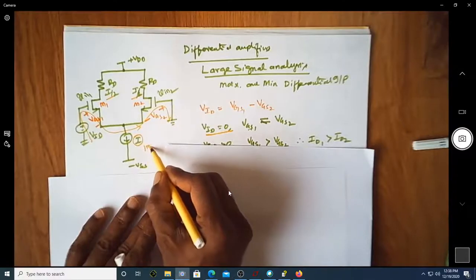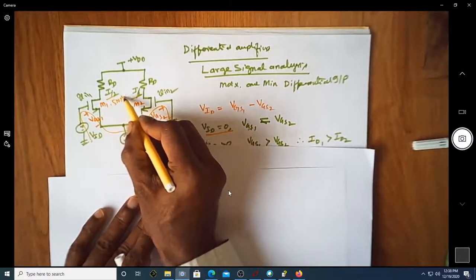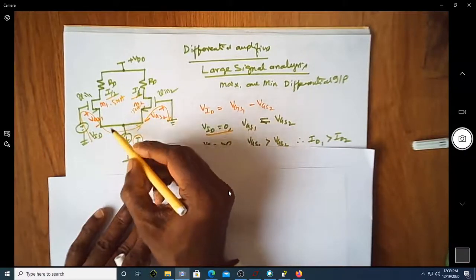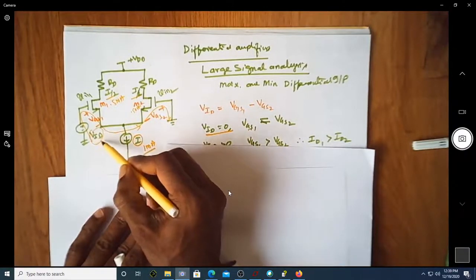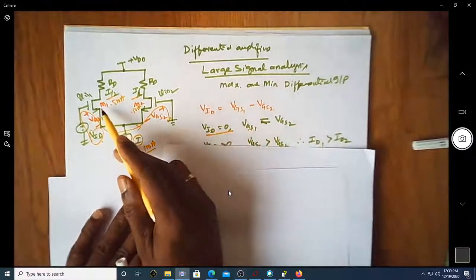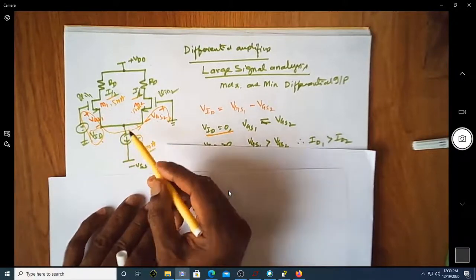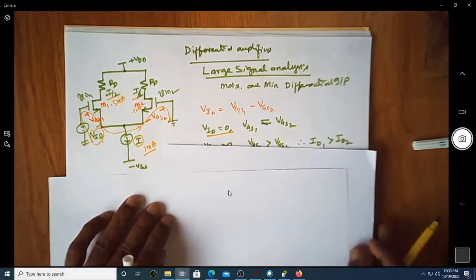Suppose you have 1 milliampere applied as a tail current. You're going to have 0.5 milliampere flowing here and 0.5 milliampere flowing here when VID is equal to 0, because you have the same VGS. And of course we know that the MOSFETs are matched. When I say matched, their W by L, KPs and VTOs are equal.